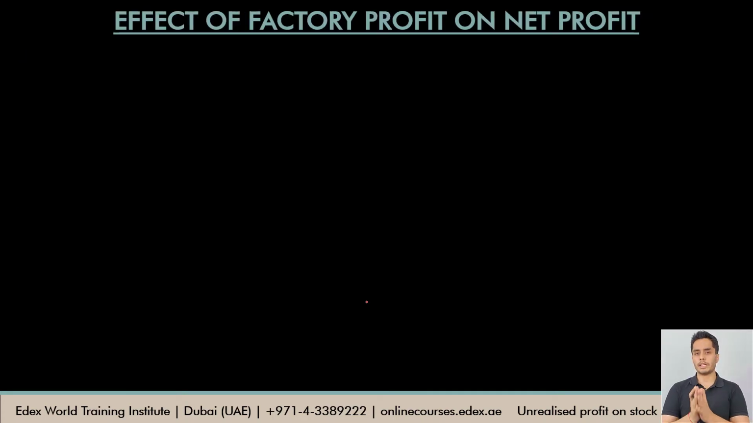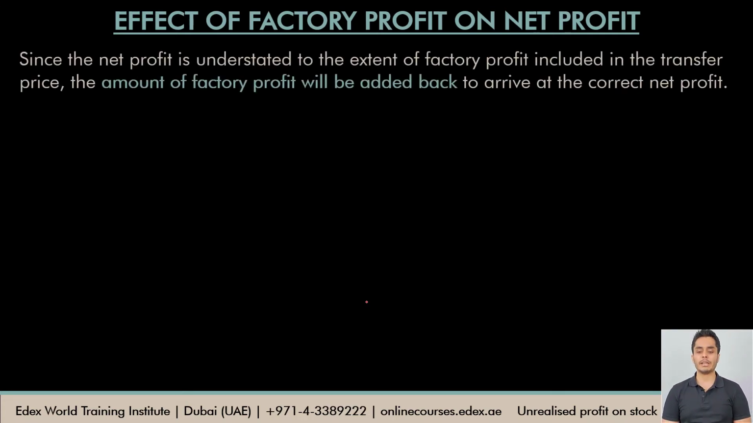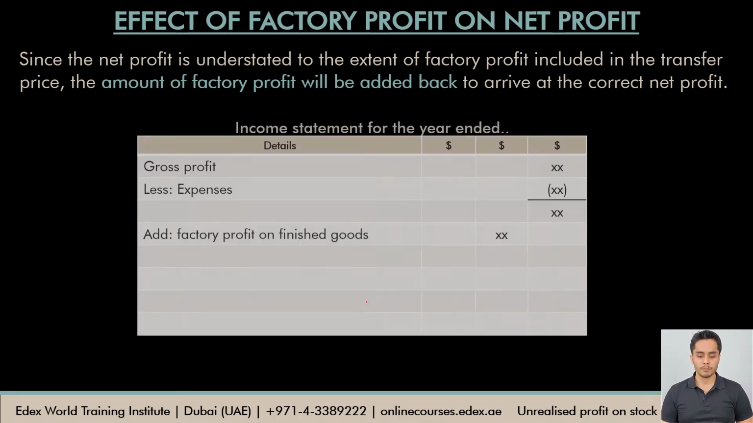So the first problem that I told you, that because of the notional profit that is artificially added to the transfer price to the sales department, cost of sales is overstated and gross profit and net profit are understated, can be corrected by adding back the factory profit that was added to the cost of production, by adding that back to the net profit towards the end of the income statement. Hence, when we prepare our income statement after deducting our expenses, the profit that was charged by the manufacturing department and added to the cost of production can be added back to the net profit at the end, and that problem can be solved.